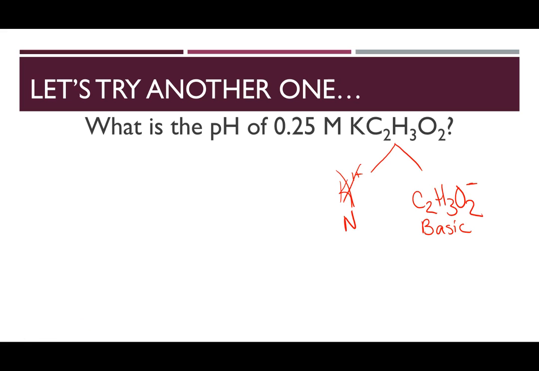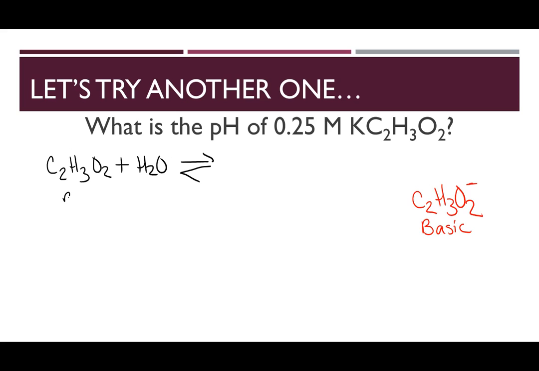Right. So the next thing is to write an equation showing that this is going to be a basic effect. So C2H3O2 minus is going to react with water. This again is a base, so bases are proton acceptors. So this is going to be HC2H3O2. And water will act as an acid, donating a proton, and it'll be OH minus. Okay.